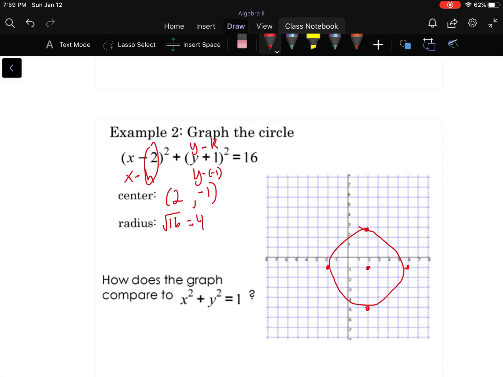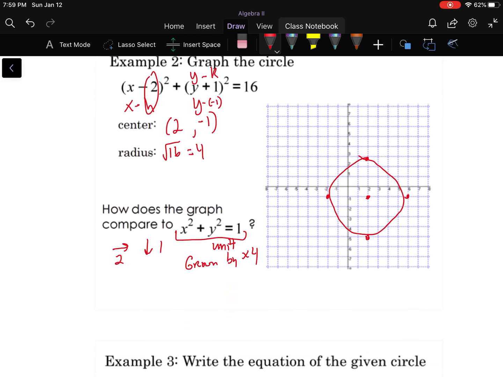But how does this compare to x squared plus y squared equals 1? You could call this the unit circle. It really is moved to the right 2 units, and it's gone down 1. And it's grown by a multiple of 4, because you took that radius of 1 and changed it to a radius of 4.